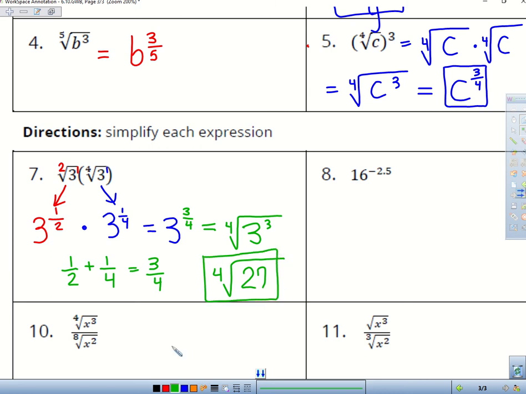Any questions about that one? Wait, so how'd you get 27? 3 times 3 is 9, and then times 3 again is 27. Okay.